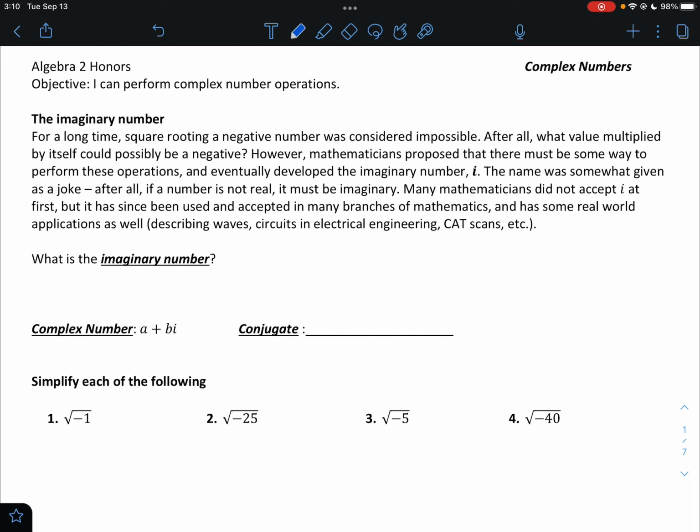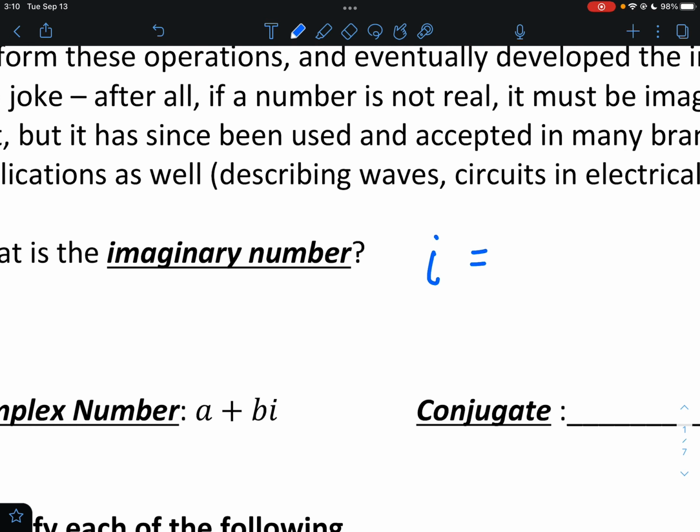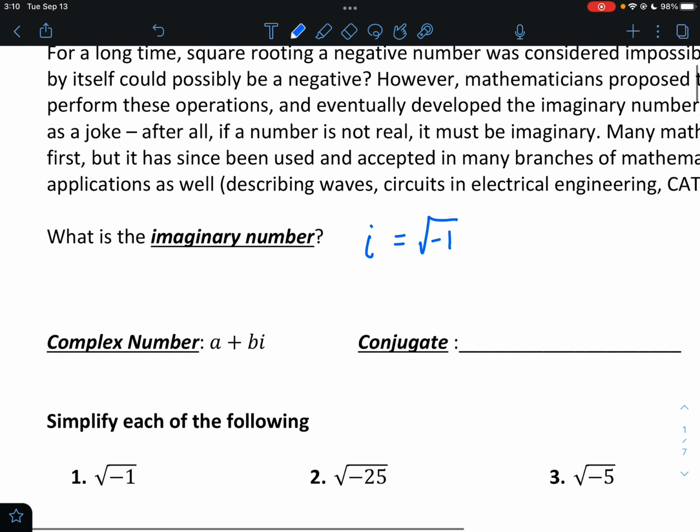So first of all, what is the imaginary number? i is equal to the square root of negative 1. Up until this point, when we took the square root of a negative, we would say that's not possible. And you're right, it isn't possible in the real number system, in the real world. But in the imaginary number system or the complex number system, it is.